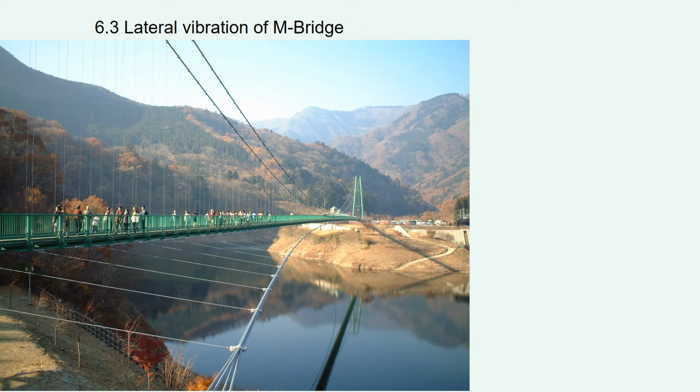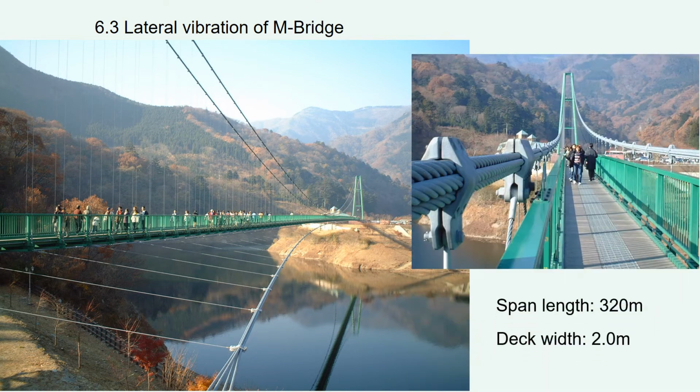6.3 Lateral vibration of M bridge. This is the M bridge, a suspension bridge with a main span of 320 meters. It is situated in a scenic place in Japan. The deck is only 2 meters wide. It's a long and narrow bridge again. This is what happened.